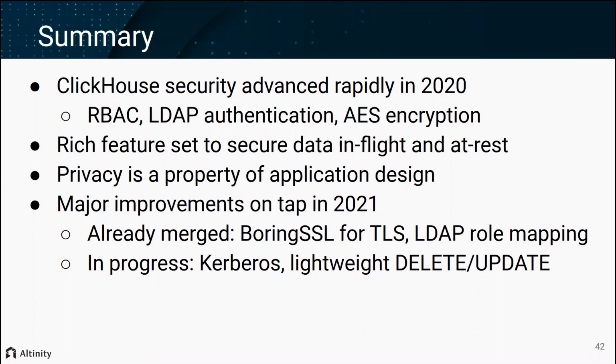In 2021, we're continuing to move forward on security. Two really interesting things that have already merged include BoringSSL. We're moving off OpenSSL as the default implementation for TLS, using BoringSSL. One of the things this does is significantly boost the performance of encryption in the AES functions and elsewhere. And LDAP role mapping was just merged a couple days ago. We also have work in progress on Kerberos as well as the lightweight update and delete that Alexander referred to. So with that, we're done.